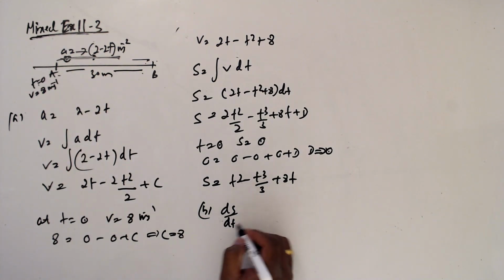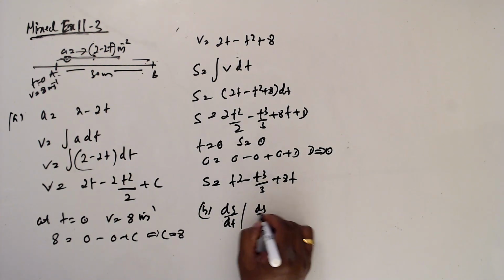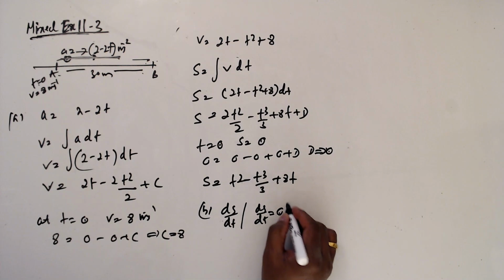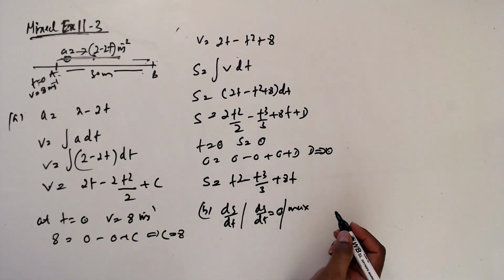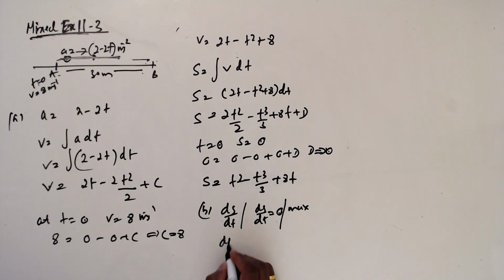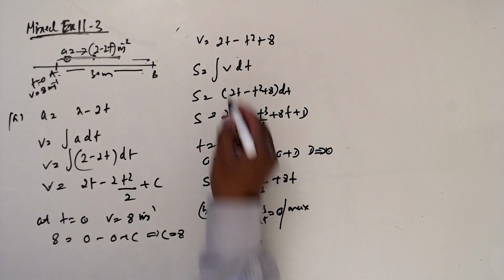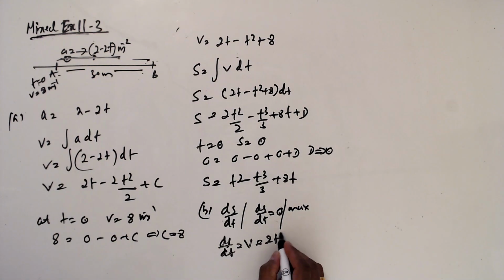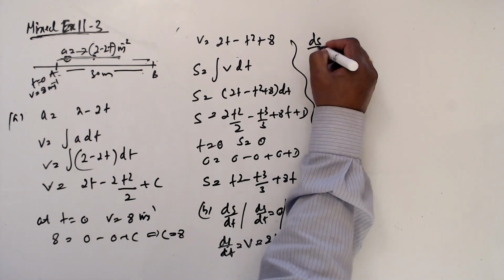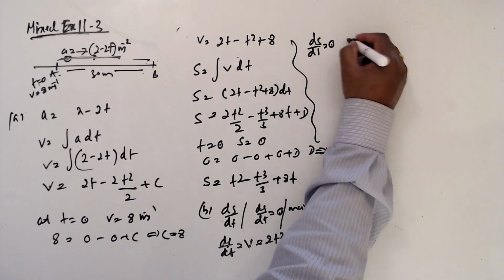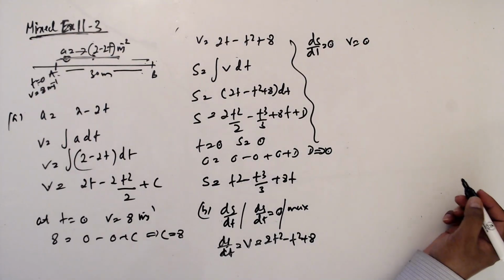We want to find ds over dt, then we want to make it equal to 0, and then we want to find the max. So ds over dt means, in other words, what is this? We have the value of this one, 2t square plus 8. So when we make ds over dt equal to 0, it means we are making v equal to 0.